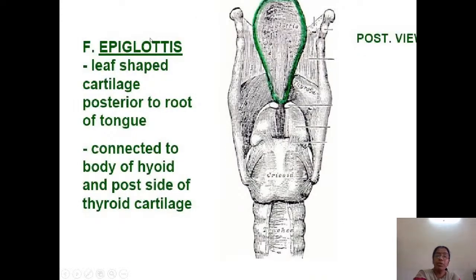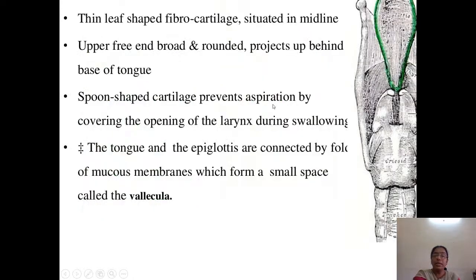Now coming to the epiglottis. In the posterior view, the epiglottis is leaf-like, broad at the base but narrow at the apex. The broad part is attached to the hyoid bone by a membrane, whereas the narrow part is attached to the arytenoid cartilages, which are the paired cartilages. Only that much is important. It is a thin leaf-like structure, broad above, narrow below. The upper part is attached to the hyoid bone and the lower part is attached to the arytenoid.